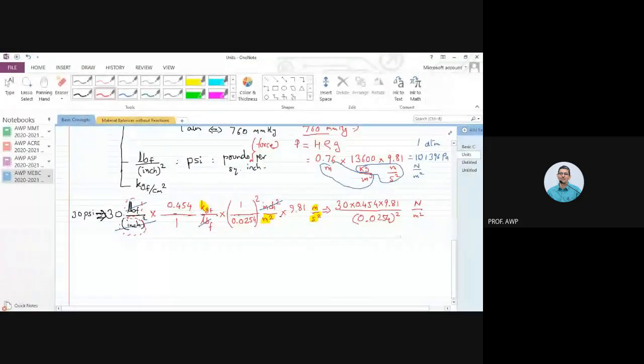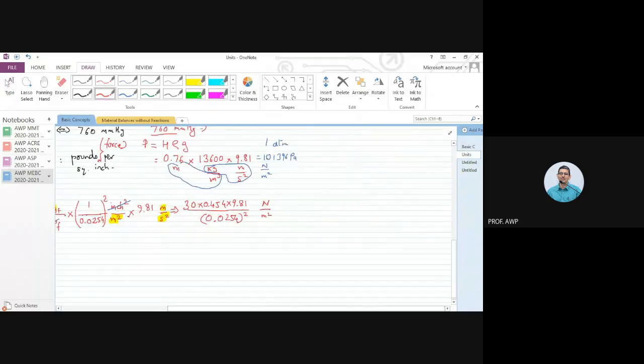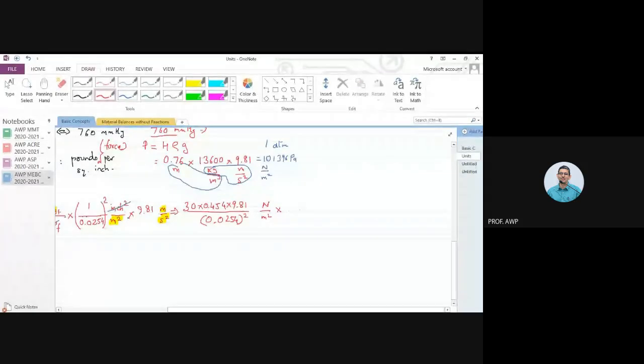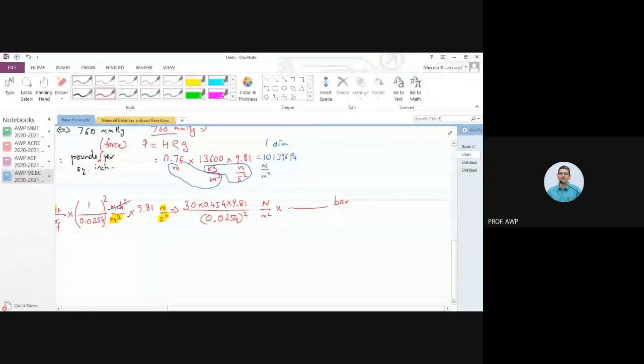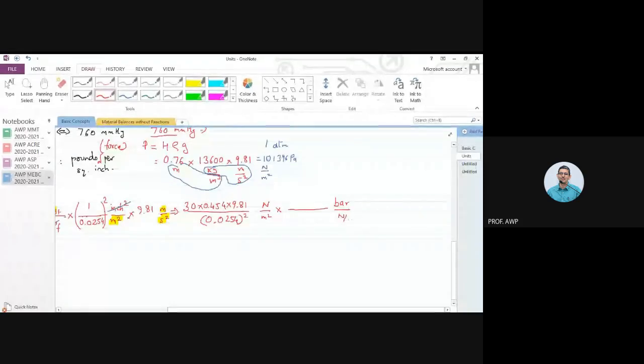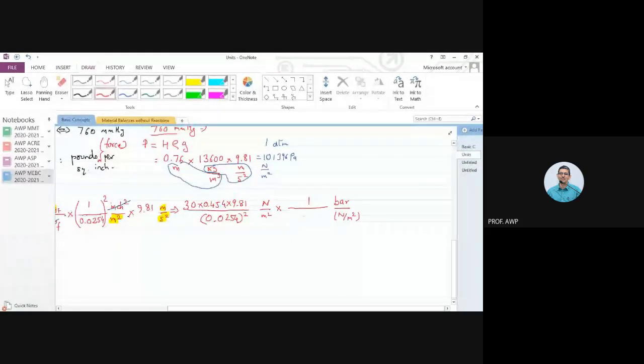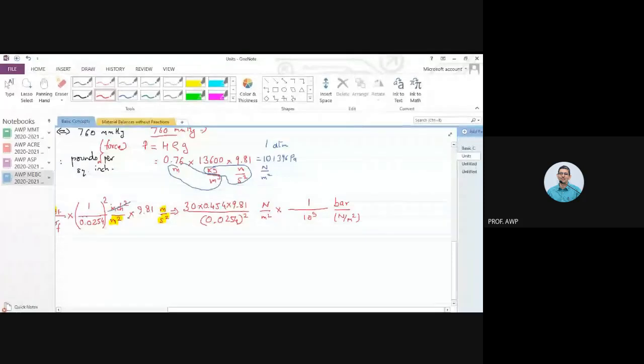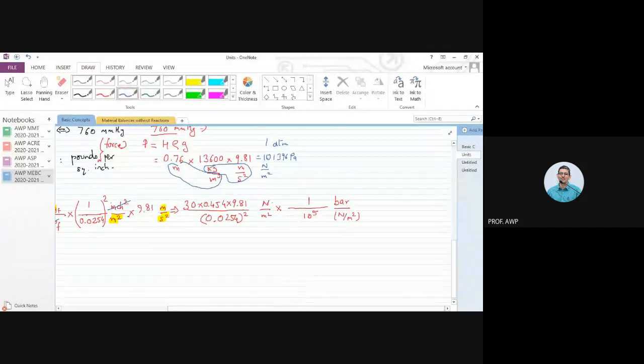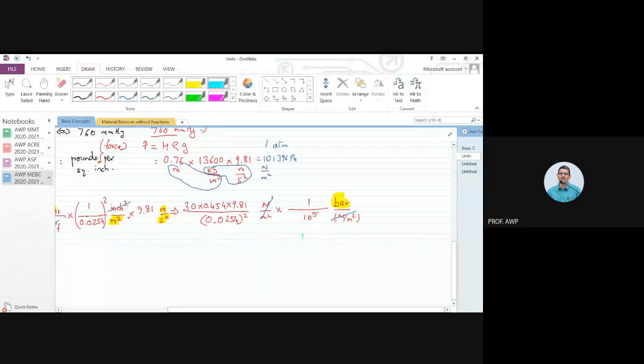That will be so many Newton per meter square. Now we have got it in terms of Newton per meter square. I need to further convert that into bar, right? I want bar, so I need to divide by Newton per meter square. If I take 1 bar, that is equivalent to 10 raised to 5 Newton per meter square. Then this Newton per meter square would cancel, and the unit that is left now is bar, right? So our answer would be this whole thing.